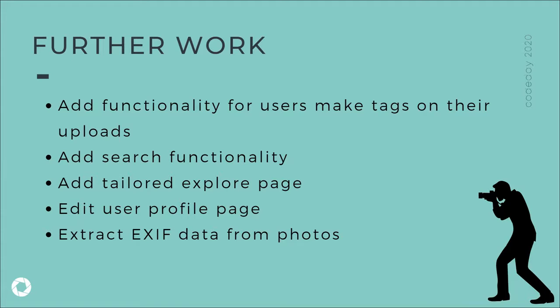So here are some ideas of features that we could add to the site to improve the user's experience. Firstly, we would add functionality for users to make tags on their uploads. This would make it easier for users to search for the photos they want to see. It would also be a great way to filter through photos according to the user's preferences. In addition to that, we would also add a search functionality that would allow users to search by user, tags, location, and date uploaded. We would also include a more tailored Explore page so the user would discover photos according to the posts they've searched for and interacted with.